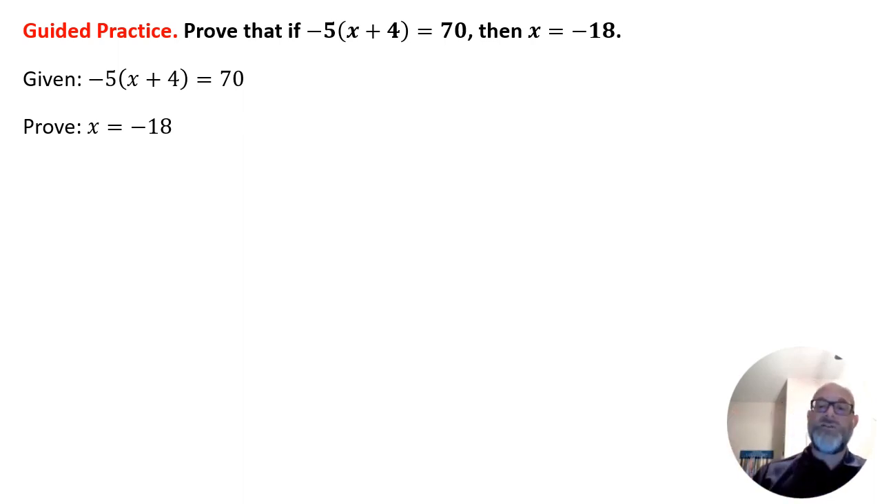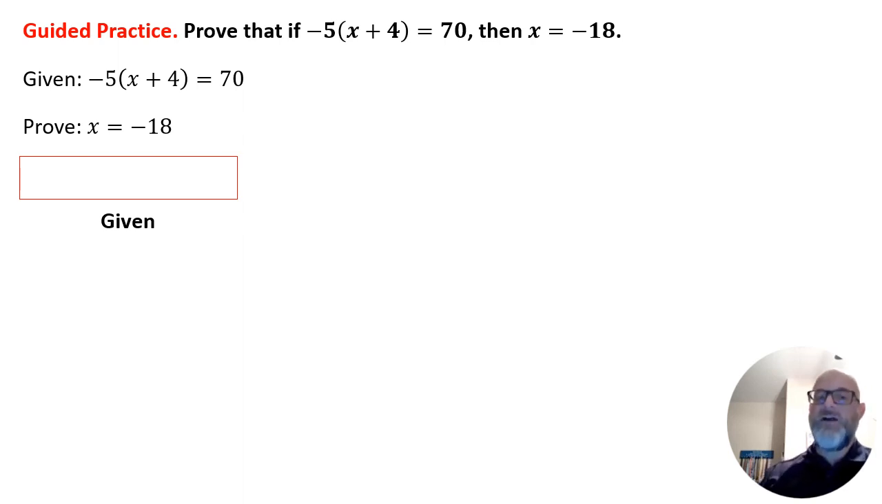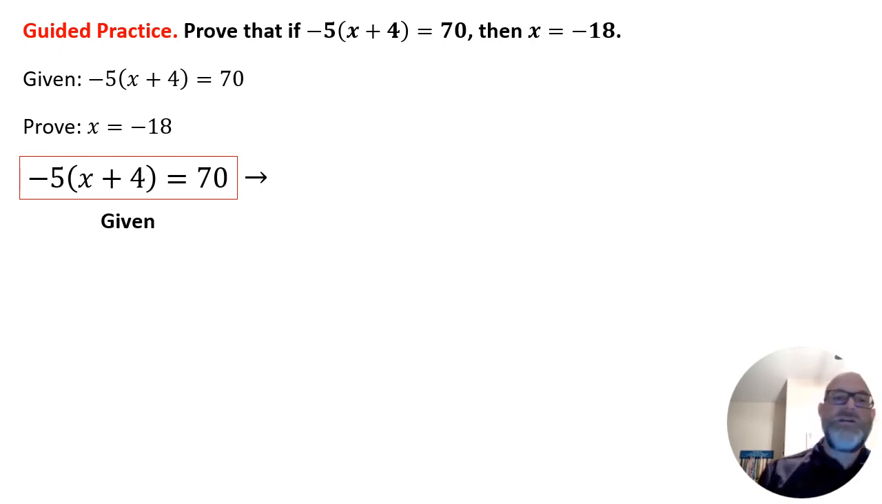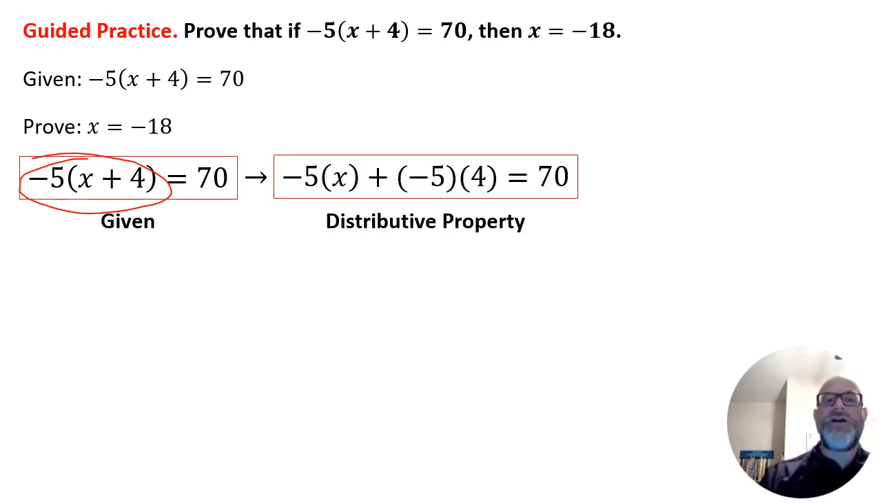What do you always write first? The given. What's the given? Negative 5 times (x plus 4) equals 70. Next step, what would you do? Instinctively, if you're doing algebra on this, what are you going to do? You're going to distribute, aren't you? Good. So let's distribute. Negative 5 times x plus negative 5 times 4 equals 70. Now maybe we want to do a little substitution. What do you think? Negative 5 times 4 is what? Negative 20.